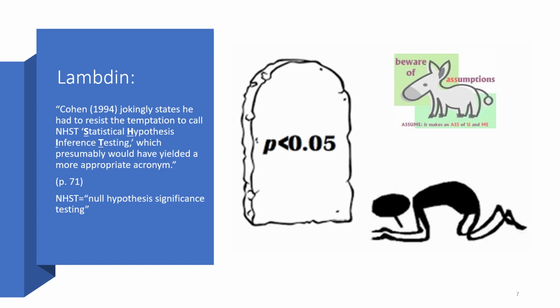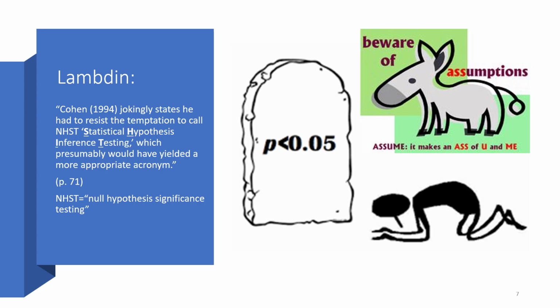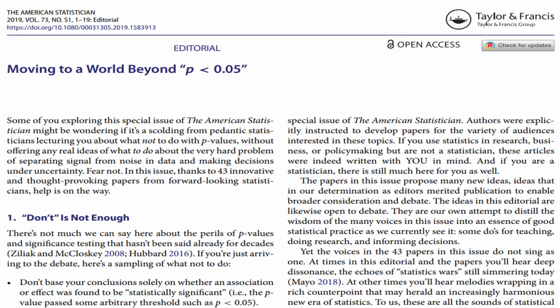So like I said, I'll leave it to you. I think you should beware of assumptions because it could make an ass of you and me. That would be the way Lambda would think about it. In fact, very big bodies have been focusing on this recently. The American Statistical Association had a whole special issue of the American Statistician journal focused on moving to a world beyond p less than 0.05.